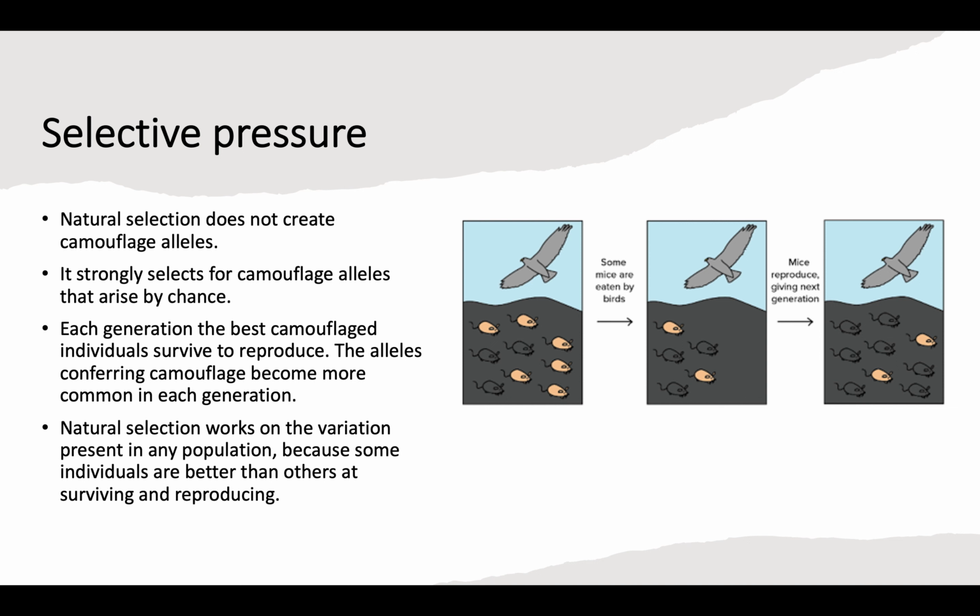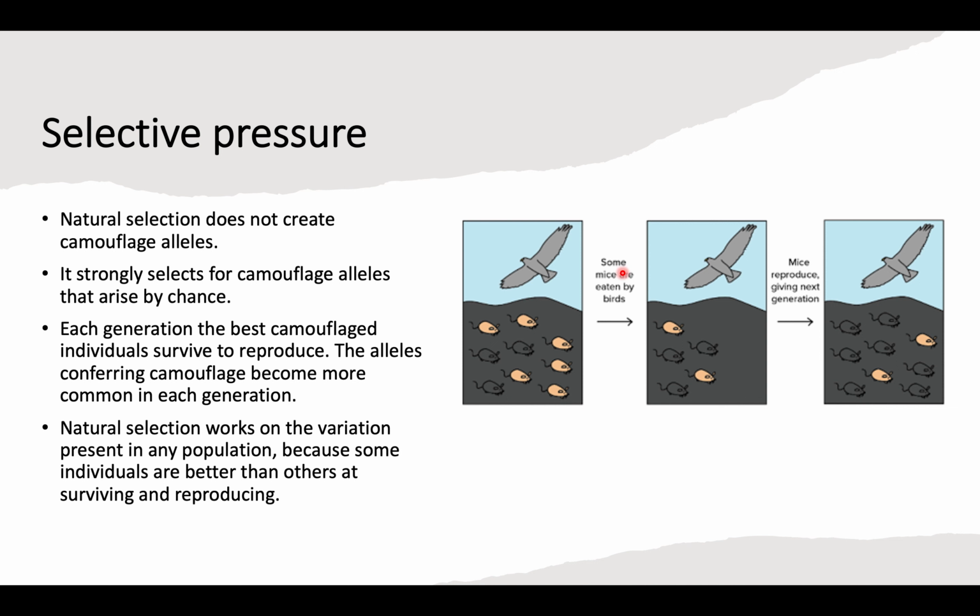So, like I said, they don't make these alleles happen. The process actually is natural. It happens by chance. These mutations happen within the genome, and then if they're a positive mutation, they survive to the next generation. So that's the process of natural selection. Each generation, the best camouflage individuals will survive to reproduce, and the alleles that confer that camouflage become more common in each generation. And natural selection works on the variation present in any population, because some individuals are actually better than others at surviving and reproducing, like we've been talking about. So in this image that I have here, we have a large bird who's the predator looking at the prey down here, which would be these little mice that we're looking at.